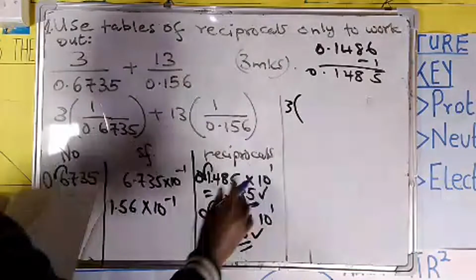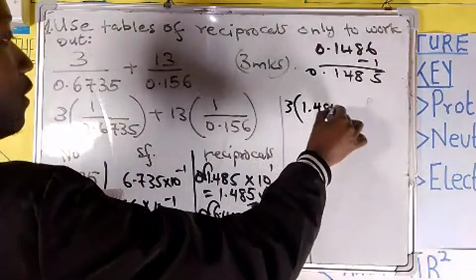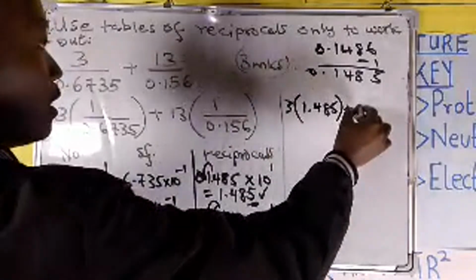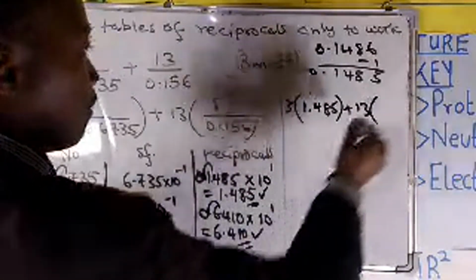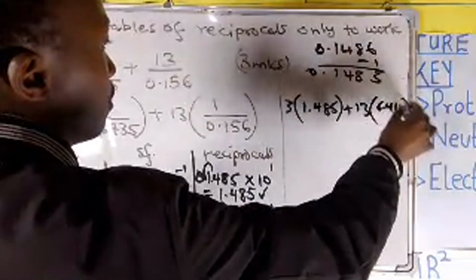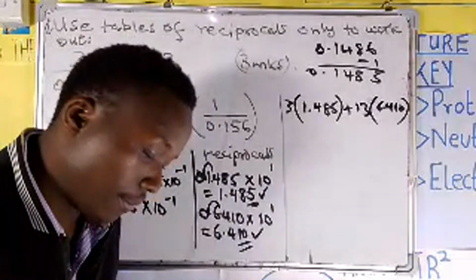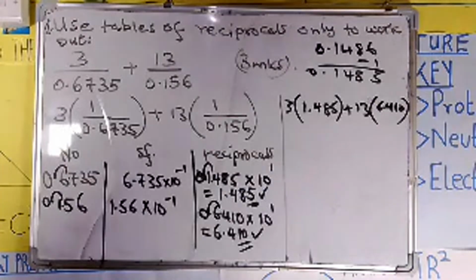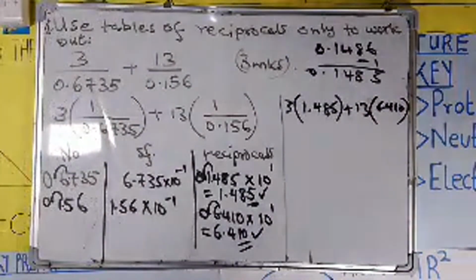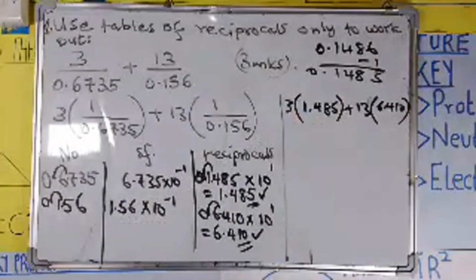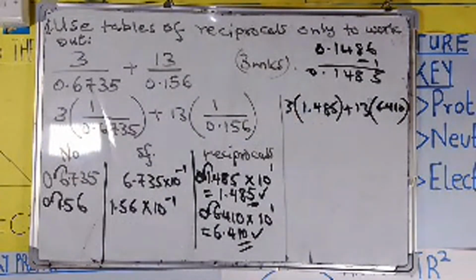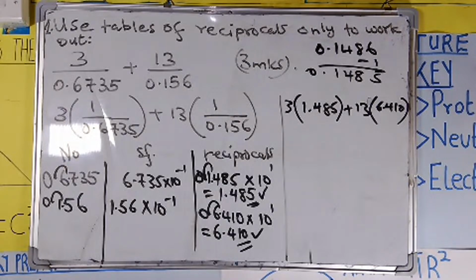It will be 3 multiplied by 1.485 plus 13 multiplied by 6.410. So what is 3 times 1.485? What do you get after multiplying 1.485 times 3? What are you going to get?